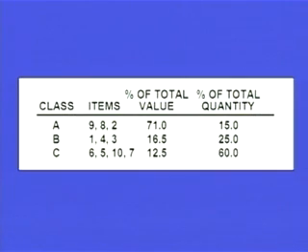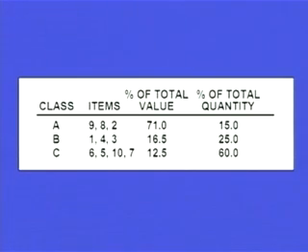Now here we can see class A items. So what are class A items? In the previous slide we have seen item numbers 9, 8 and 2. They have a total percentage of total value of 71% and a percentage of total quantity of 15%.